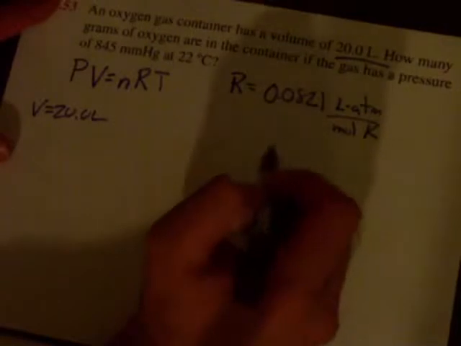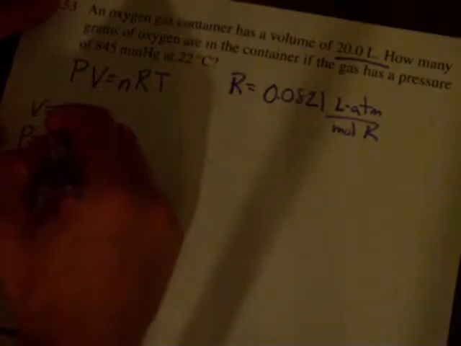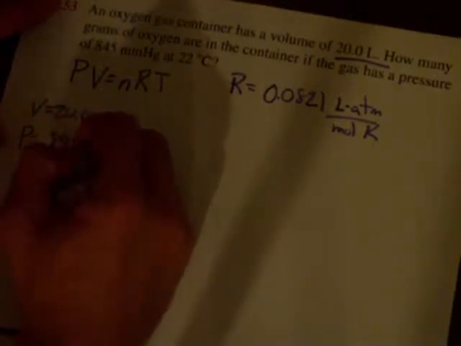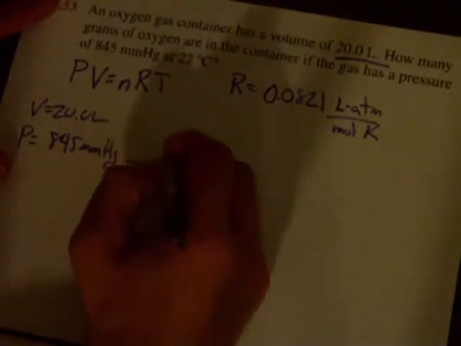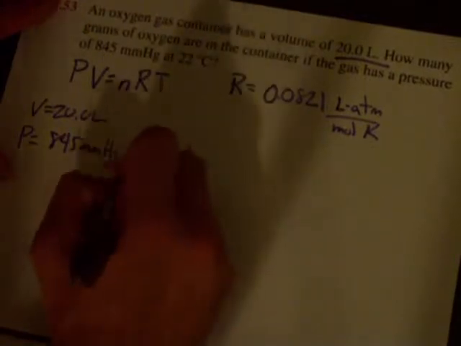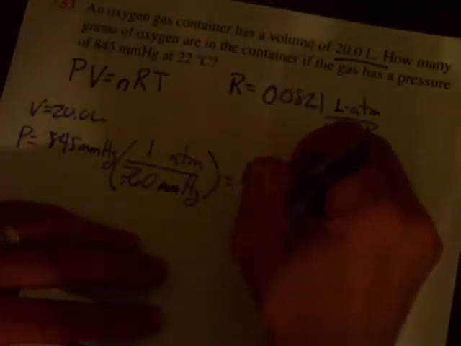We have our volume as 20.0 liters, so we're good with that. We want liters. Here we have atmospheres, and here we have millimeters of mercury, so we have a conversion to do. P is equal to 845 millimeters of mercury. We want millimeters of mercury to cancel out and be left over with atmospheres. 1 atmosphere is equal to 760 millimeters of mercury. So, 845 divided by 760, and we get a nice 1.11 atmospheres.